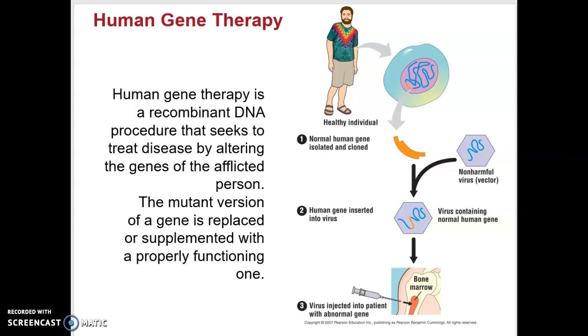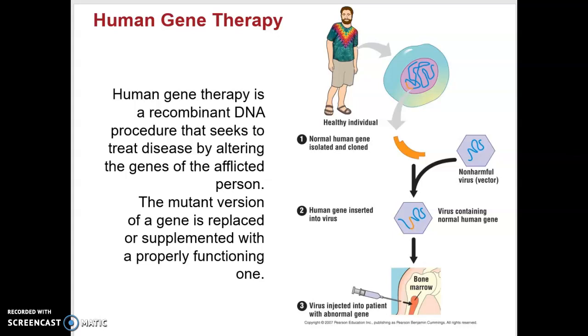So in this slide, we're looking at human gene therapy. What you want to do is you take a healthy individual and you cut out the gene for whatever it is that the unhealthy person does not have. You combine that gene into a non-harmful virus vector.